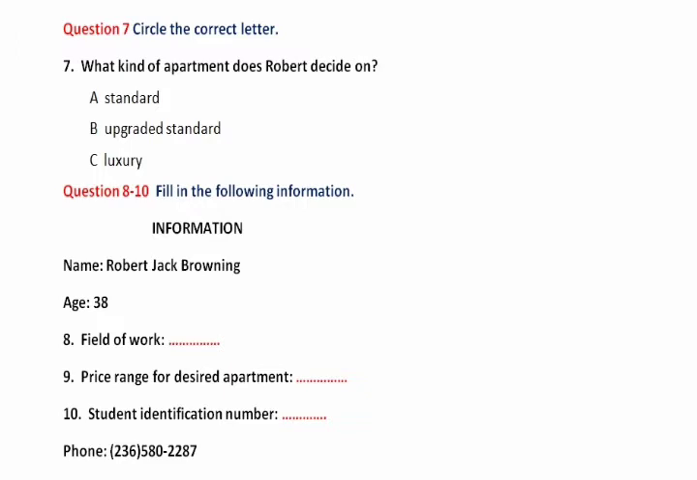What is the price range of the apartment you are looking for? Somewhere between $1,000 to $1,500. Your student identification number, please? QS 45890. Could you repeat that? QS 45890. Lastly, could you leave us a phone number? Okay, it's area code 236 580 2287. Thank you very much. I will give you a call as soon as possible.